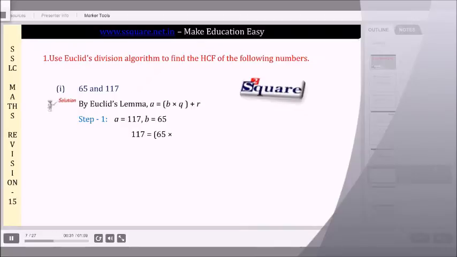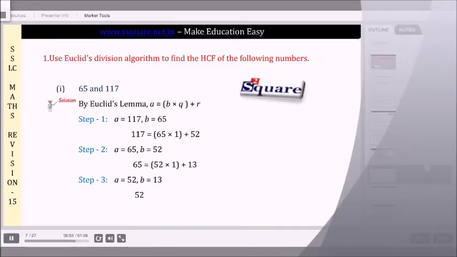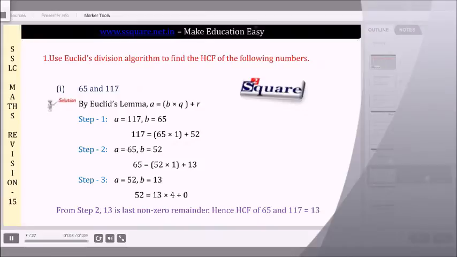So 117 is equal to 65 into 1 plus remainder 52. Step 2, a is equal to 65 and b is equal to 52. So 65 is equal to 52 into 1 plus 13. Step 3, a is equal to 52 and b is equal to 13. So 52 is equal to 13 into 4 plus 0. So from step 2, 13 is the last non-zero remainder. So HCF of 65 and 117 is 13.